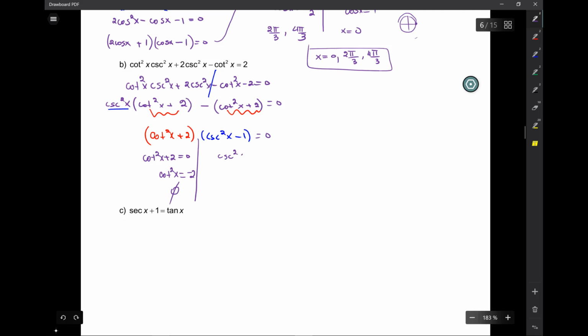Here, cosecant squared x equals 1. Take a square root. Cosecant of x is equal to plus or minus 1. So now I need to look at where cosecant of x is equal to 1 and where cosecant of x is equal to minus 1. Cosecant is like the buddy of the sine, right? And we want to see where sine is 1 and where sine is negative 1. Sine is 1 at pi over 2. Sine is negative 1 at 3 pi over 2. So x is pi over 2, 3 pi over 2.